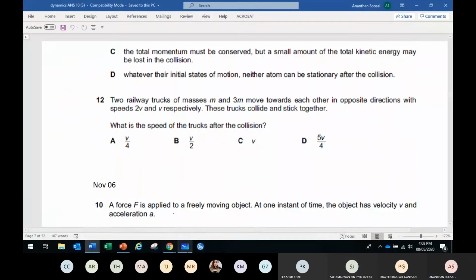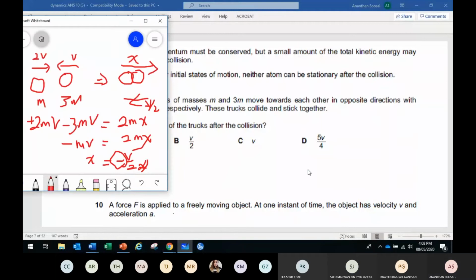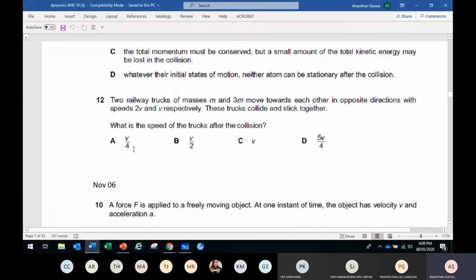A or B? Is there any mistake I made? I found it's B. The others got B as well. Should be B, right? Oh, the mass, I made a mistake. One is M. Sorry, yes, correct. Then it's a quarter. Good. So the answer is A, v over 4.